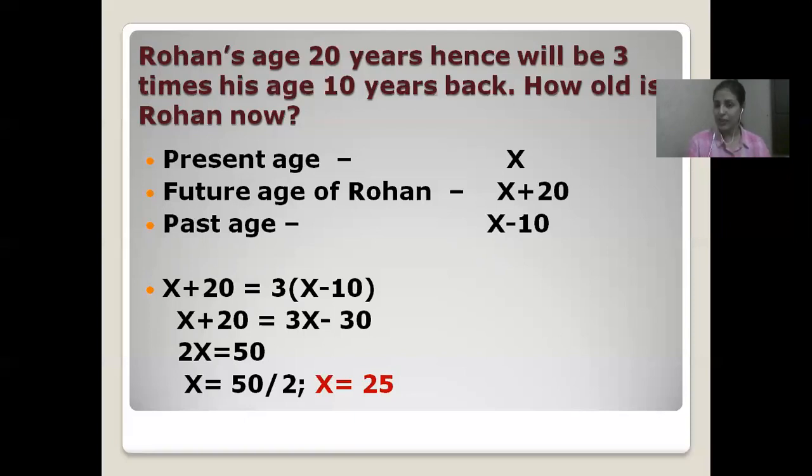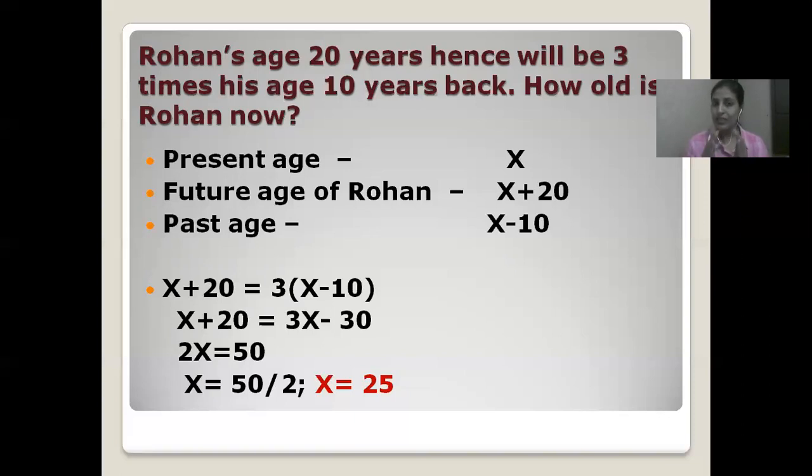So now we are going to find out the answer. So the future age of Rohan will be, so what is the future age? Future means you have to add. So after 20 years or 20 years hence means x plus 20. So the past age of Rohan means before. So that is 10 years before or 10 years back. What is this age? That is x minus 10. Then we are equating this because it is said that Rohan's age 20 years hence will be equal to 3 times his age 10 years back.